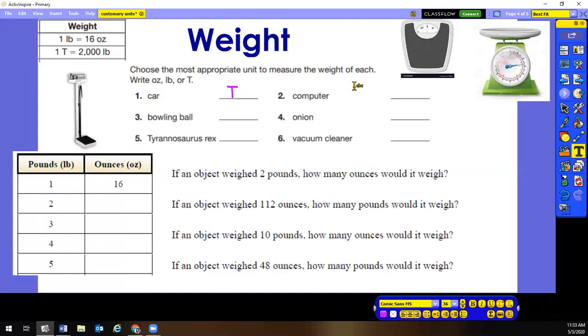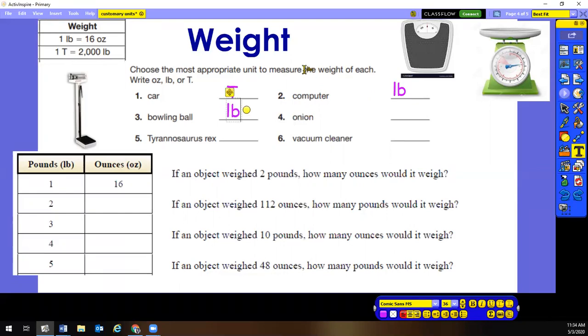How about a computer? Ounces, pounds, or tons? Definitely pounds. Best unit to use. A ton would be too much. Ounces would probably be too small. A bowling ball. If you've ever been to the bowling alley, you'll see the numbers on the bowling balls. Those are done in pounds. That's how many pounds your bowling ball weighs.